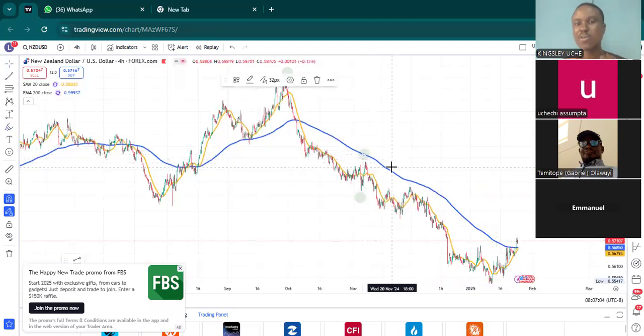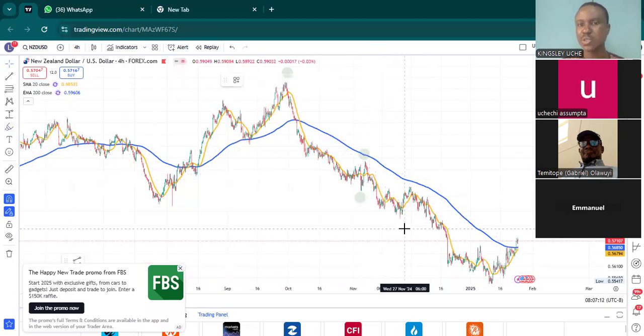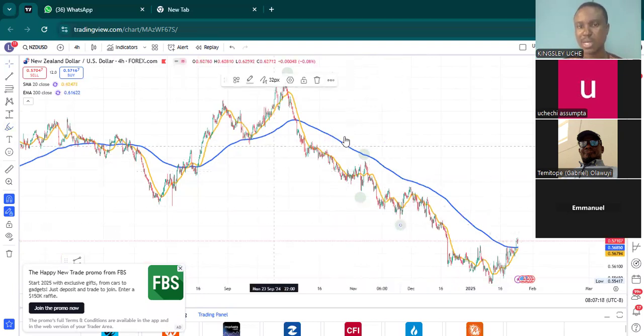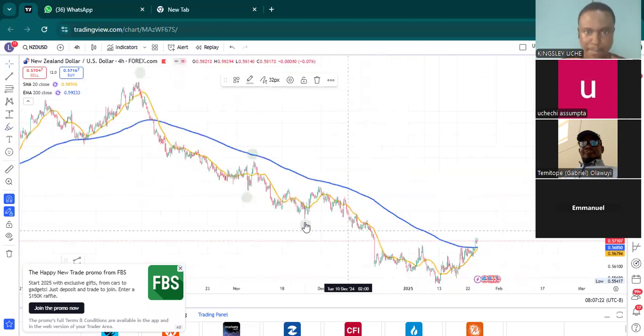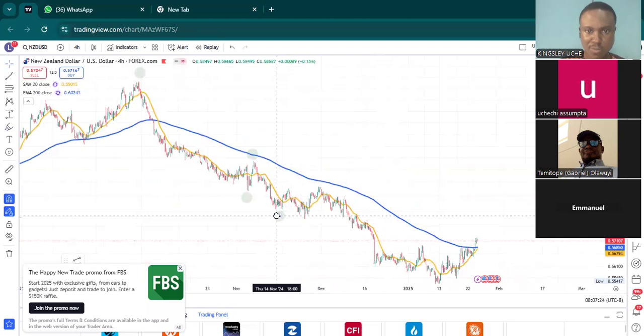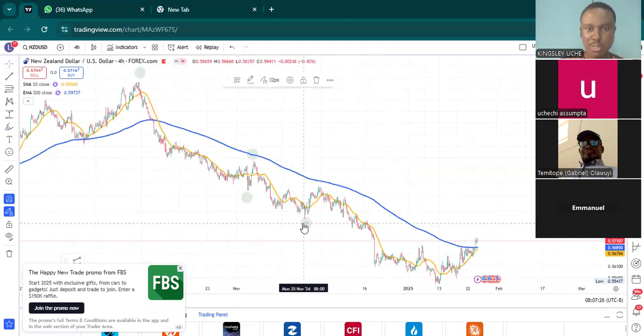Now let's look for a lower low, right? A lower low needs to be below the previous lower low. And if you look properly, you can see that this is a very good spot for a lower low, okay? This one is also a good spot for a lower low.